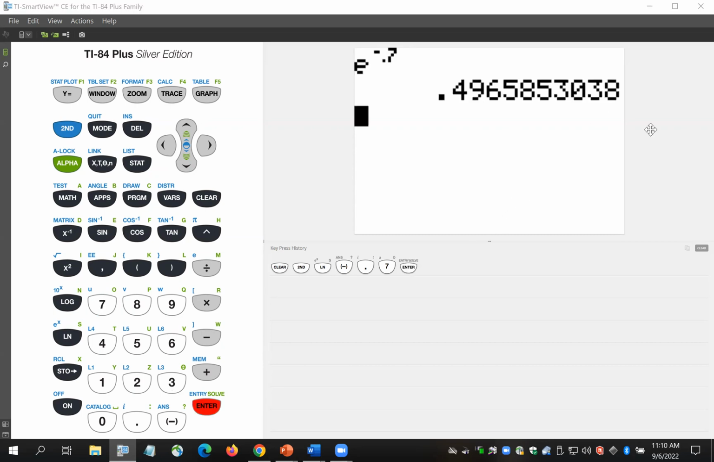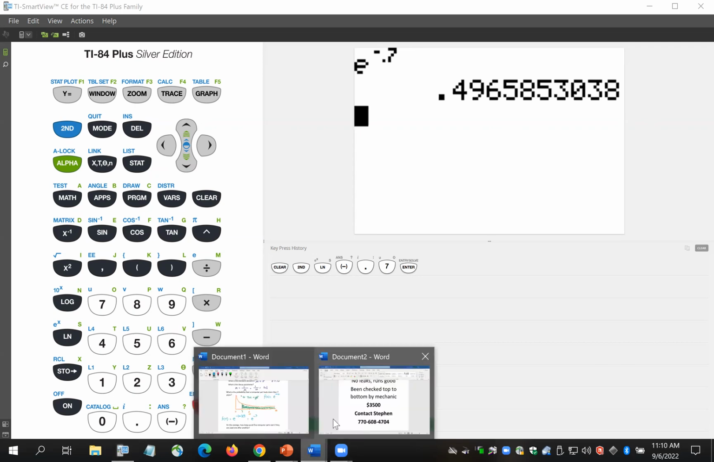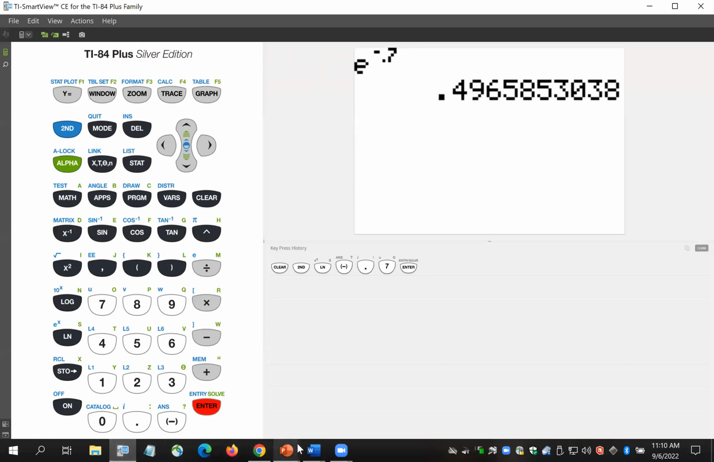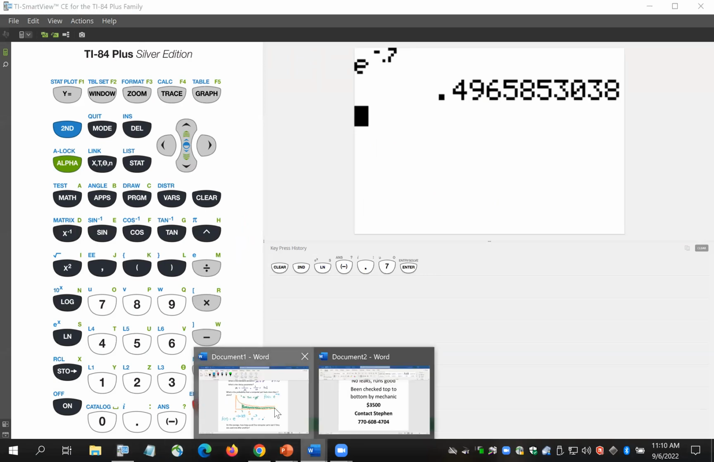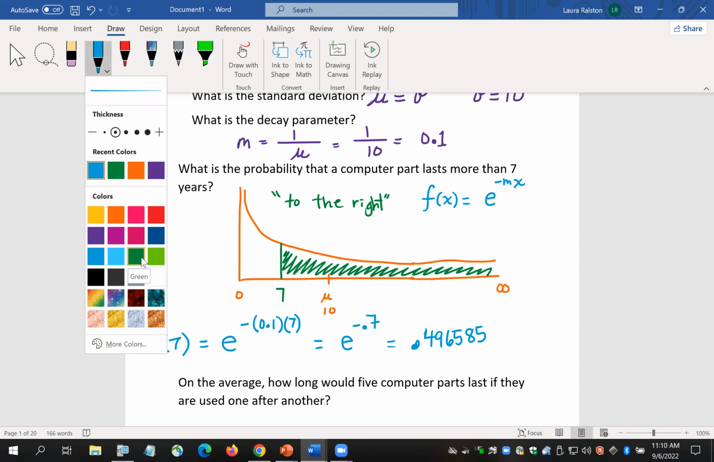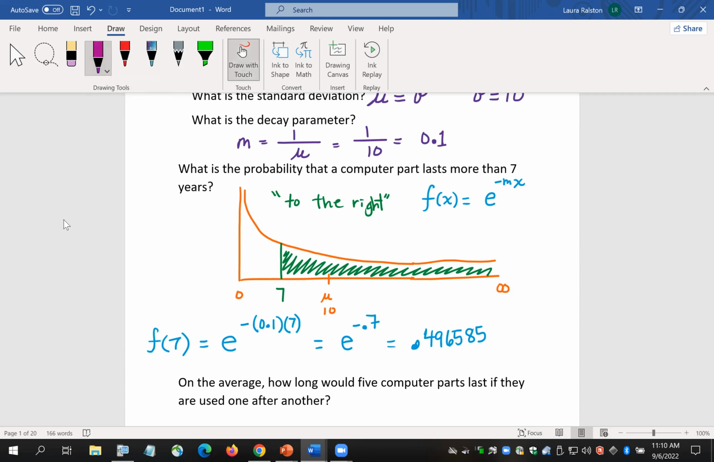Let me get this out of the way so you can see it. So we get 0.496585. Okay, so let me go back over here. So we get 0.4965. We typically round to 4 decimal places, and we talked about rounding a little bit last week as well.